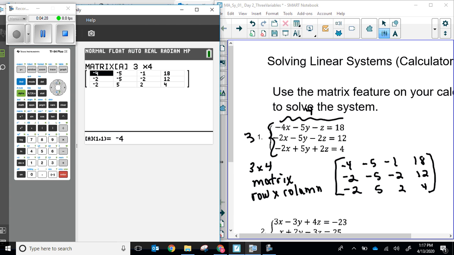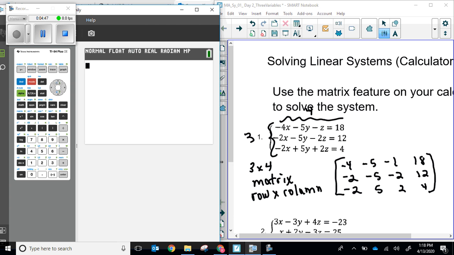All right, just going to double check. -4, -2, -2, -5, 5, 5, -1, -2, 2, 18. All right, so it looks pretty good. Okay, so make sure you have your matrix in there. So now we're going to go second quit. So your second key, we're going to quit. We're going to go back to our matrix. We want to use matrix A. So press enter.